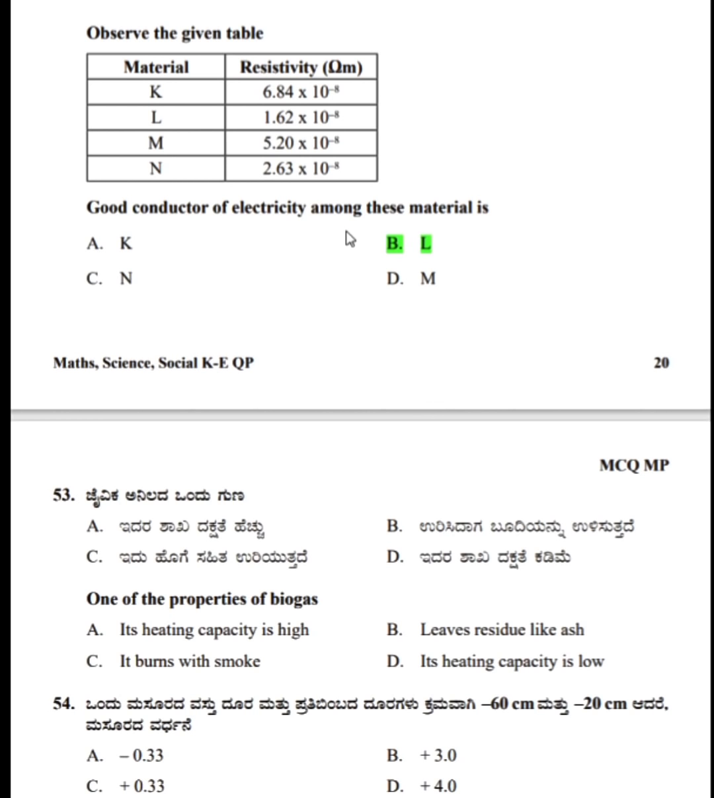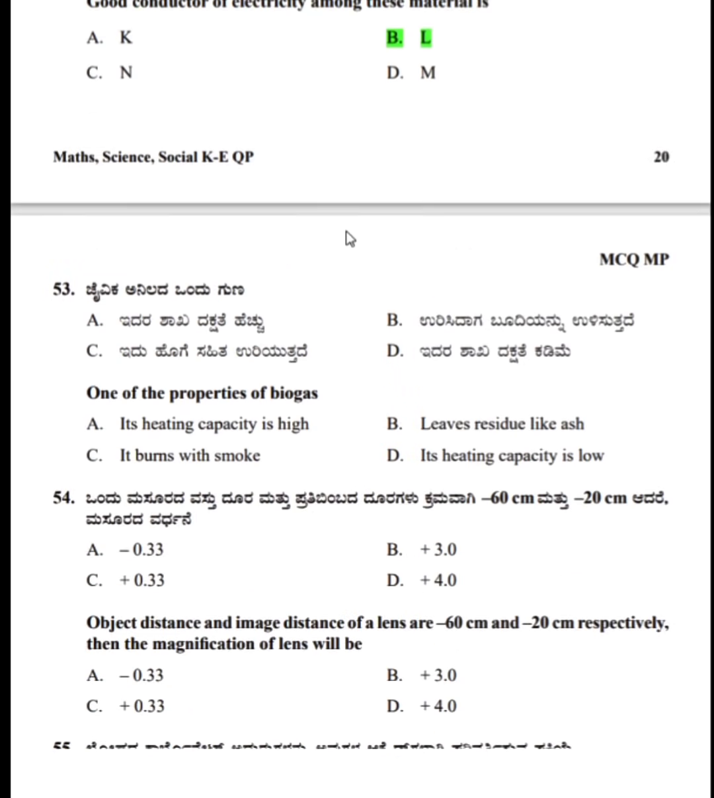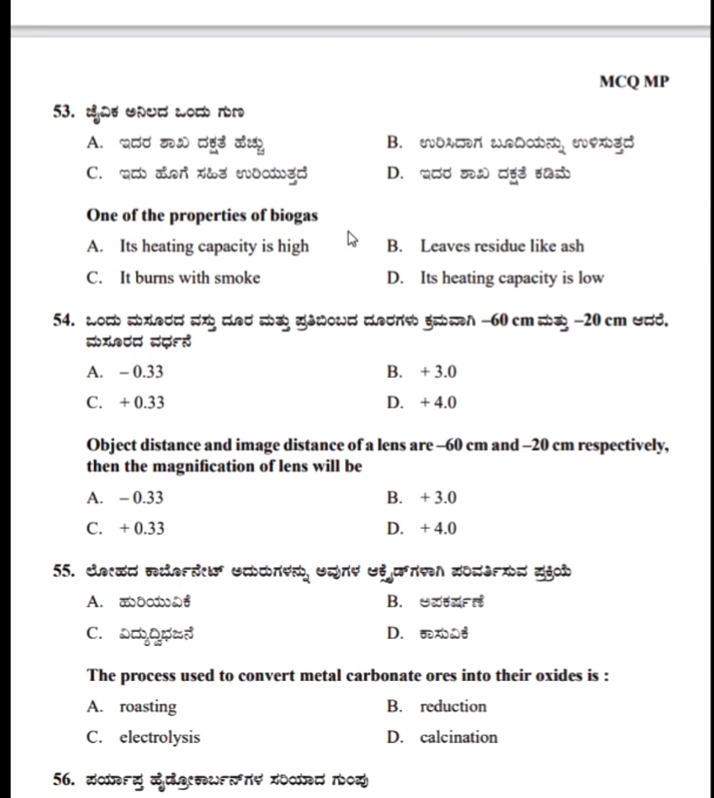Question number 53. One of the properties of biogas is... Read out all the four options. In that, we can say that one of the properties of biogas is that its heating capacity is high. Therefore, the correct answer is option A, its heating capacity is high.